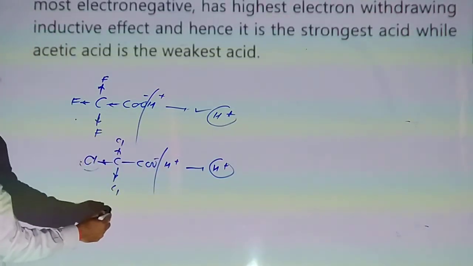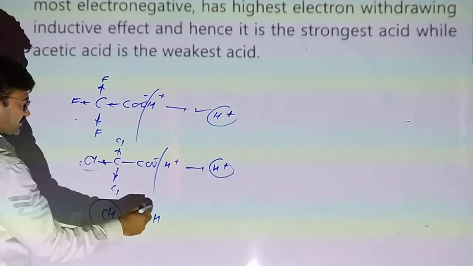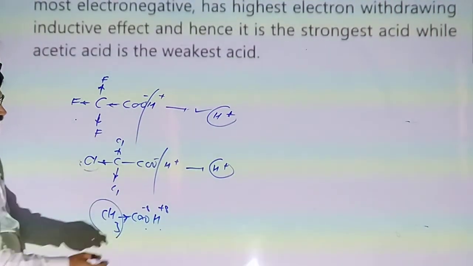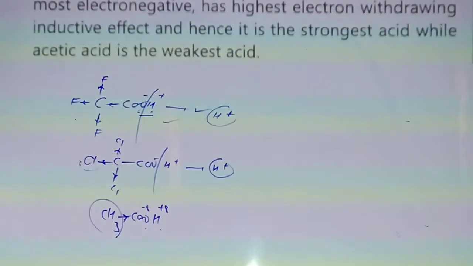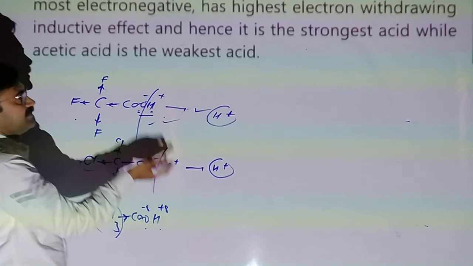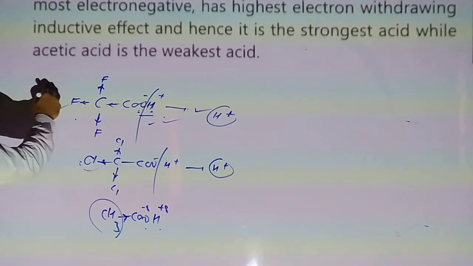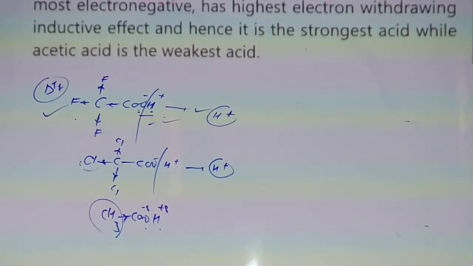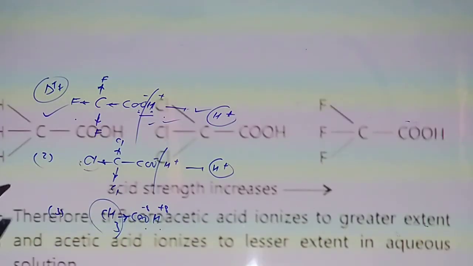Then in acetic acid, there is a methyl group which is a donor group, so it decreases polarity between O and H. Whenever polarity between O and H is high, there should be more ionization. It emits more ions, so concentration is high and depression in freezing point is high for trifluoroacetic acid, then trichloro, and last acetic acid. Yes, the order is given here.